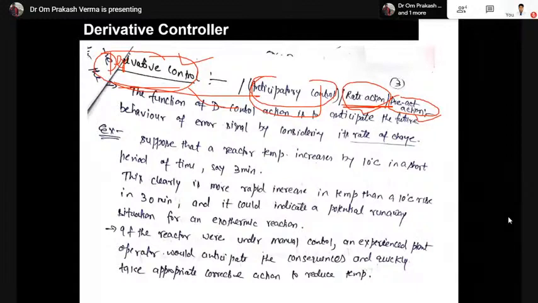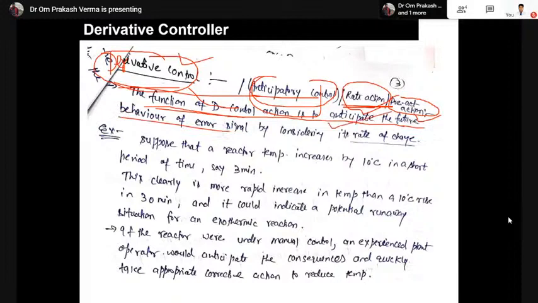Prediction means we are taking some rate. If you know the rate, let's illustrate this concept with one example. First of all, understand the meaning of anticipation: prediction. The function of derivative control action is to anticipate the future. If you are able to predict the future behavior, then it can be called anticipatory. How is it defined? It is defined from the change or rate of change. If you are able to determine the rate of change, how?